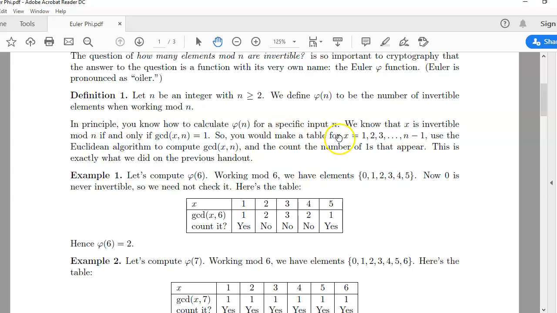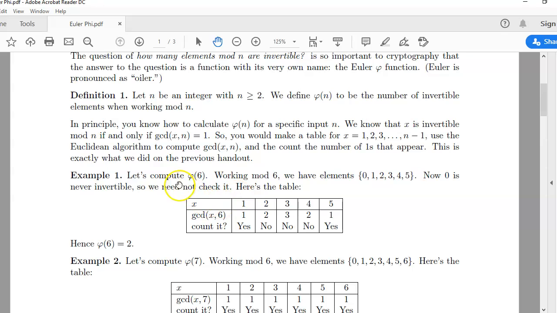Now, on the last handout, you learned how to calculate phi of n, at least in principle. Okay, we know that an element is invertible mod n if and only if it's relatively prime to n. So the GCD has to be 1. Okay, so what you would do, just like last time, is you would make a table for the inputs 1, 2, 3, all the way up to n minus 1. You would then use, in principle, the Euclidean algorithm to compute the GCD, and then simply count how many times you get a 1 as the answer. How many 1s do I get as an answer there? And that's what we did last time. So let's do that a few more times just to get familiar with calculating outputs of the Euler Phi function.